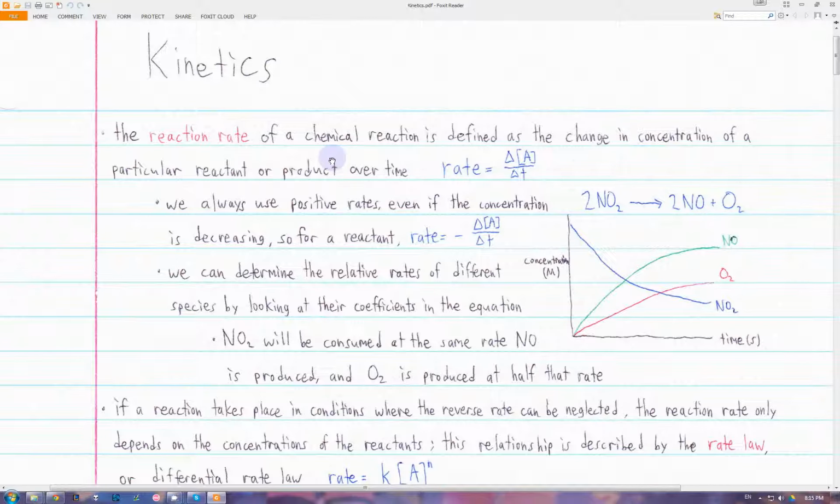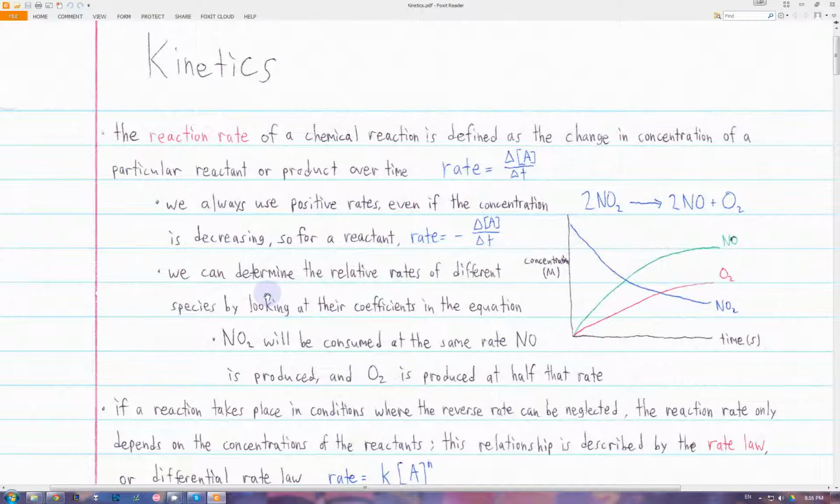So it is convention to always use a positive reaction rate, even if the rate of change of the concentration is negative. So like here for NO2, even though the rate of change of the concentration is negative, we stick another negative sign onto it so that the rate becomes positive.